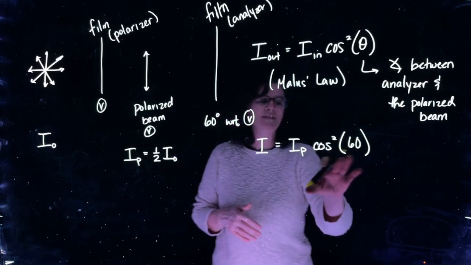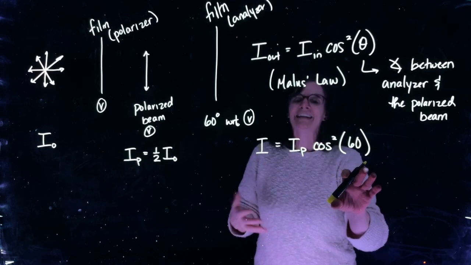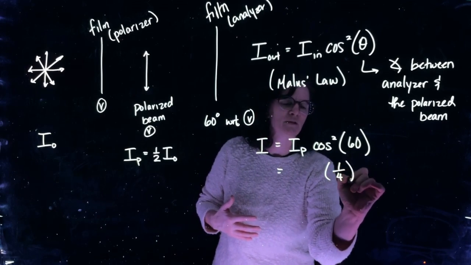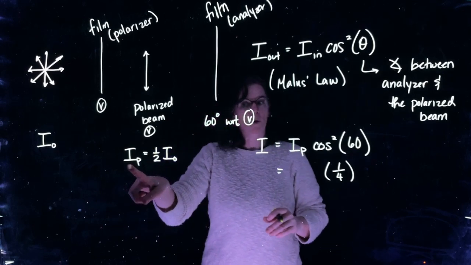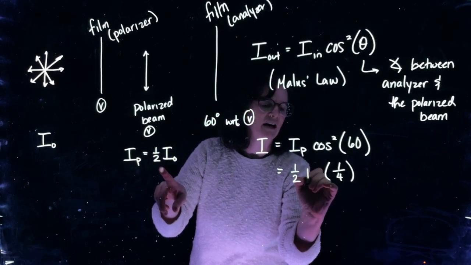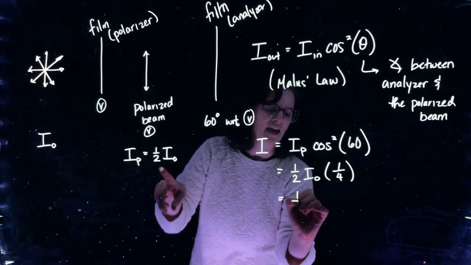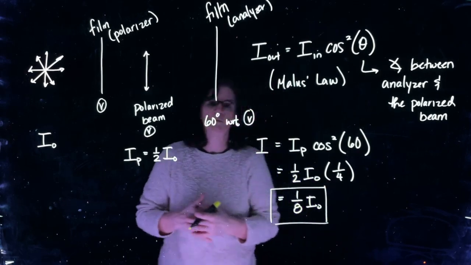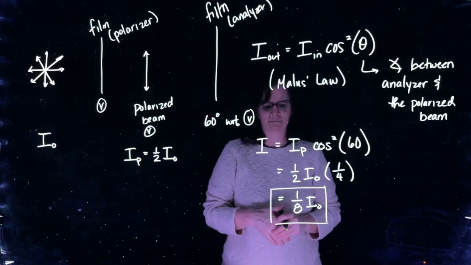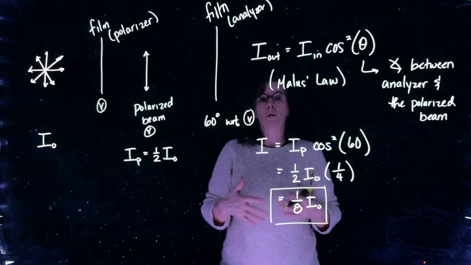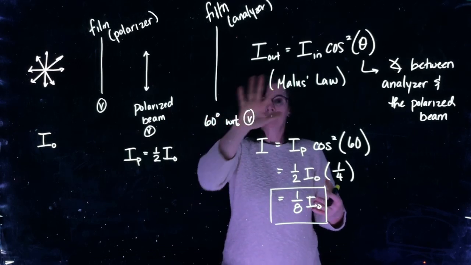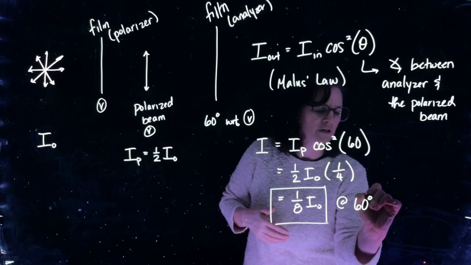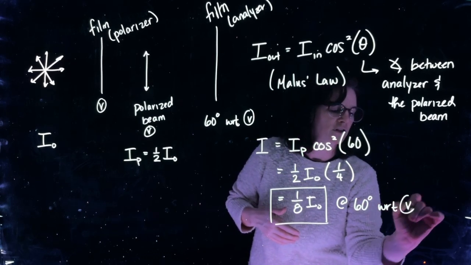All right, well, the cosine of 60 degrees is 1/2, and if I square that, I get 1/4. So I know the cosine squared of 60 degrees is 1/4. My polarized beam is 1/2 I naught. And so I find that the intensity of my final beam is 1/8 the initial intensity. What orientation is that polarized beam on this side? Well, my last filter was at 60 degrees, so this is at 60 degrees with respect to the vertical.